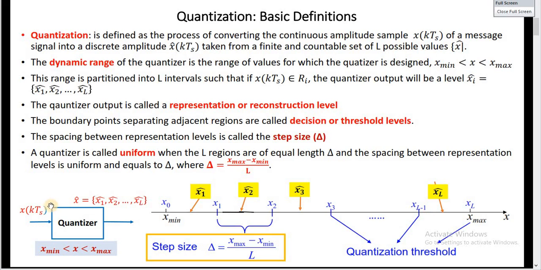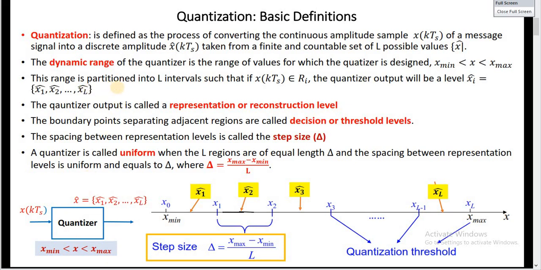This is a representation of the quantizer. The input to the quantizer belongs to a set of continuous values discrete in time. The output of the quantizer belongs to a set of discrete amplitude discrete time values. The dynamic range of the quantizer is the range of values for which the quantizer is designed. The quantizer is designed to operate between a range of values extending between x minimum and x maximum. This is what is called the dynamic range of the quantizer.